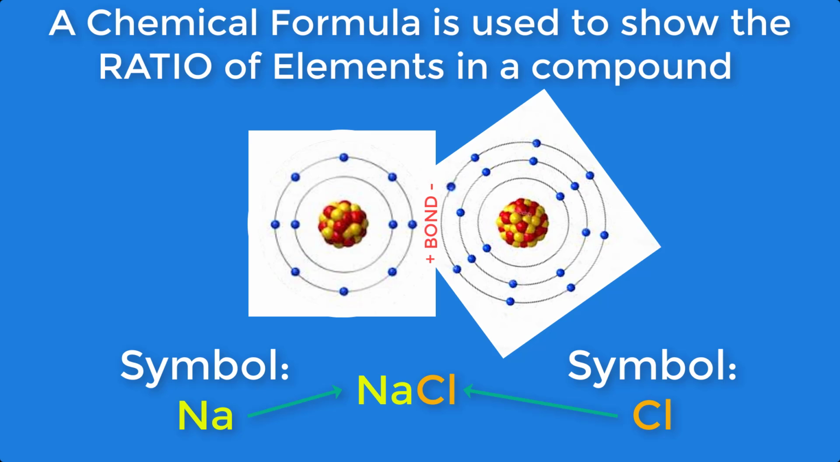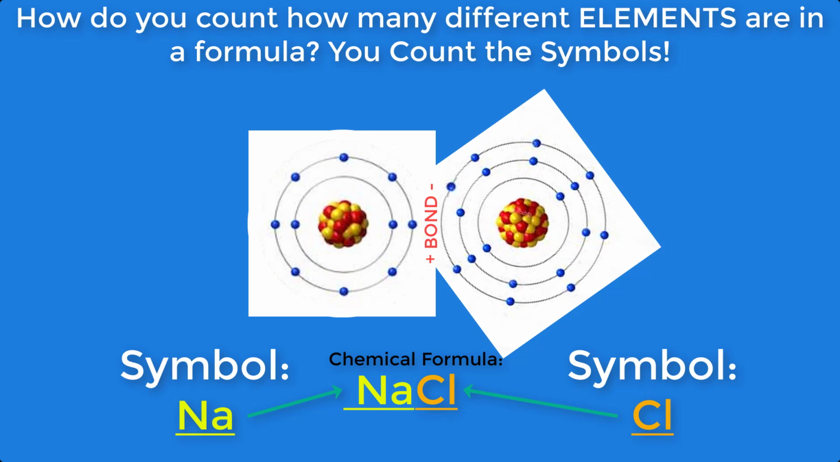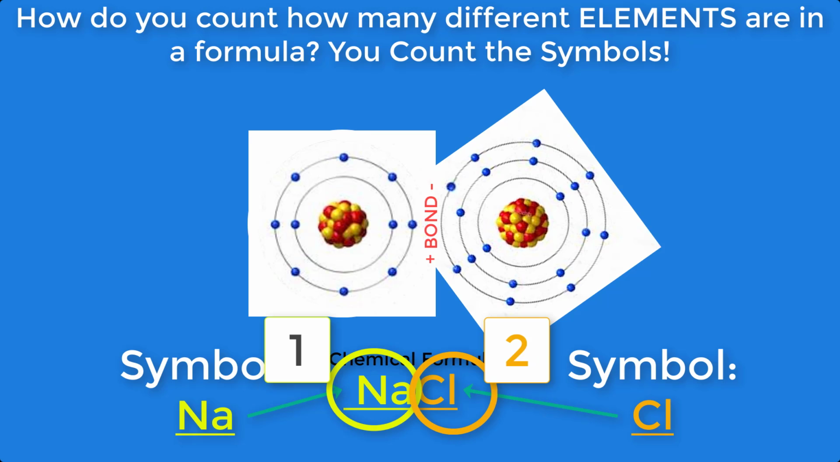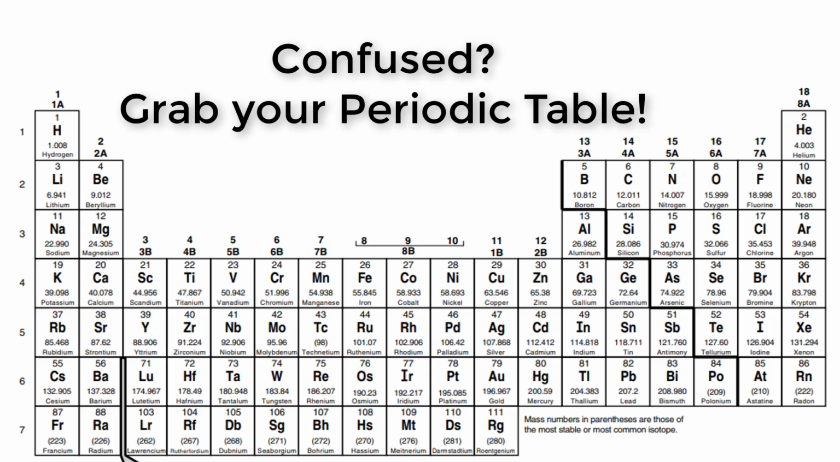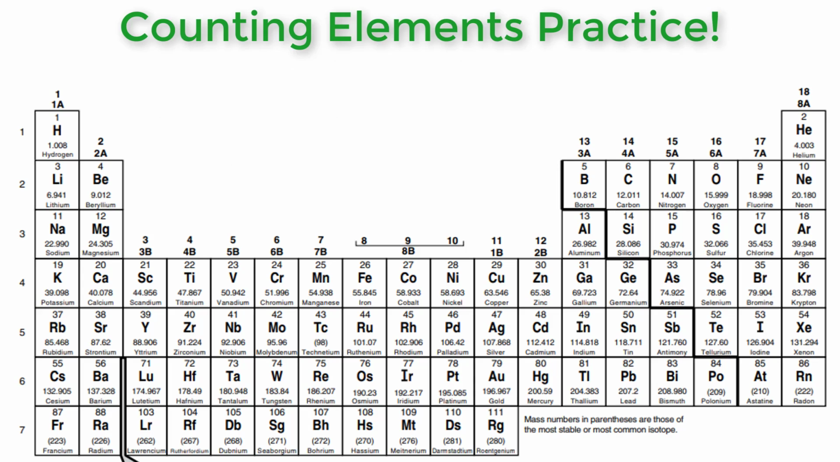A chemical formula is used to show the ratio of elements in a compound. The elements in a chemical formula are identified with the element symbol. To count how many different elements are in a formula, all you have to do is count the different symbols. If you ever get confused, have your trusty periodic table near you and double check that the symbol matches. Here are a few examples to practice with.